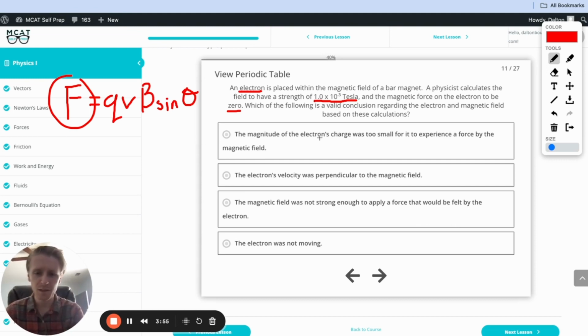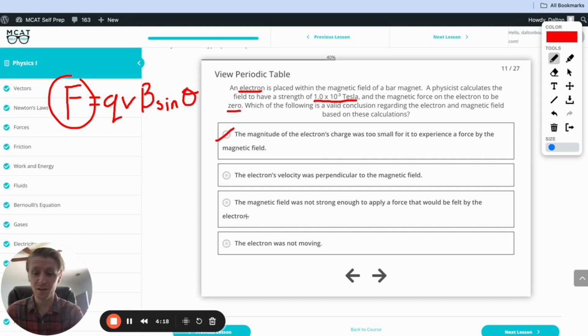The magnitude of the electron's charge was too small for it to experience a force by the magnetic field. Well, we know based on this equation that doesn't super check out, because even if this Q, this charge, was a super, super small value, we definitely have a super, super small F on the left side when we multiply everything together, but it wouldn't be zero. A small number wouldn't give us zero there. So this is going to be incorrect.